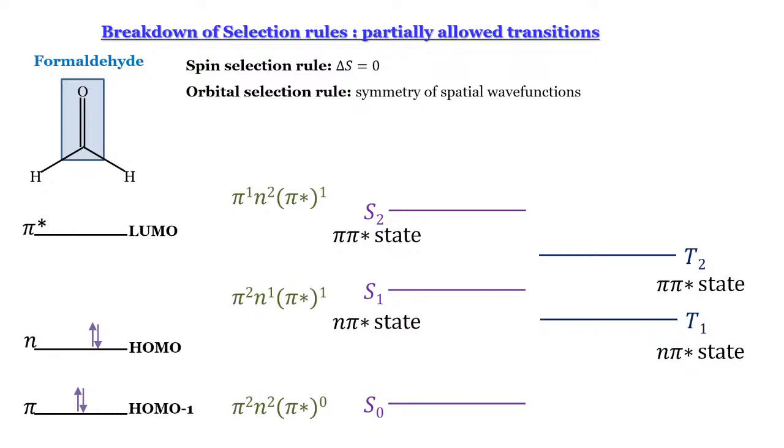Okay. Now, selection rules are actually things that can be relaxed to give us what are called partially allowed transitions. Spin selection rule can be relaxed by what is called spin orbit coupling, which leads to wave functions that are not purely singlet or purely triplet. Of course, when we talk about singlet and triplet, we are talking about two electron systems.